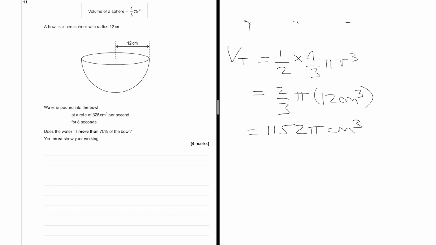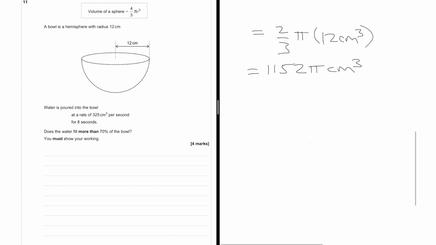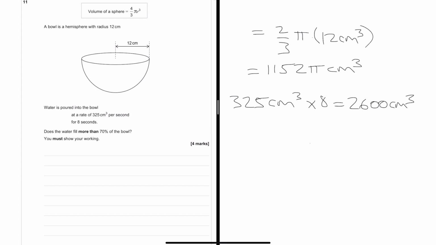Next, we want to work out the total volume of water poured into the bowl. So if something's poured at 325 centimeters cubed per second, this means what it says, every single second 325 centimeters cubed of volume is going into the bowl. So if it goes for 8 seconds, then we just do 325 multiplied by 8, and this gives us 2,600 centimeters cubed. So this is how much is going into the bowl.